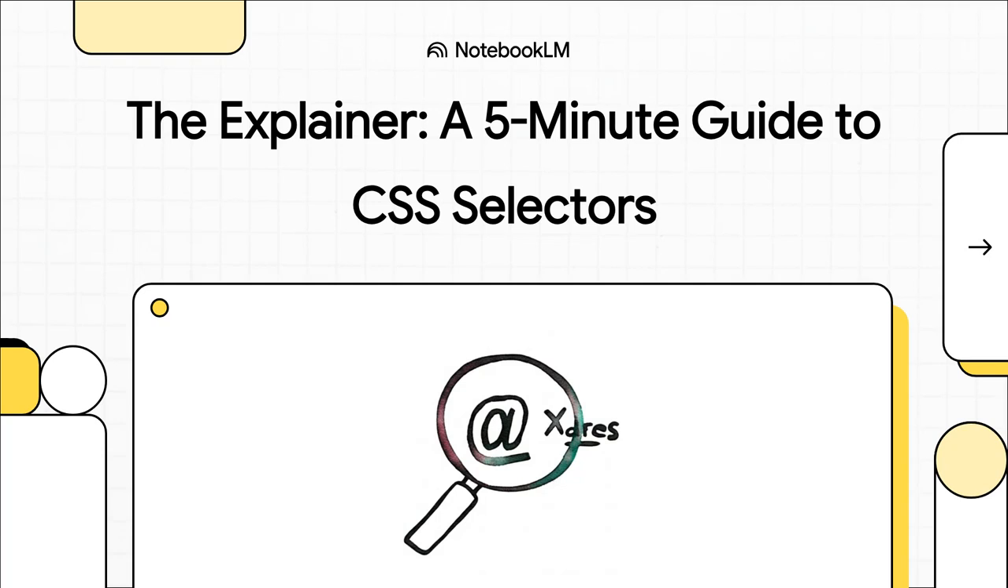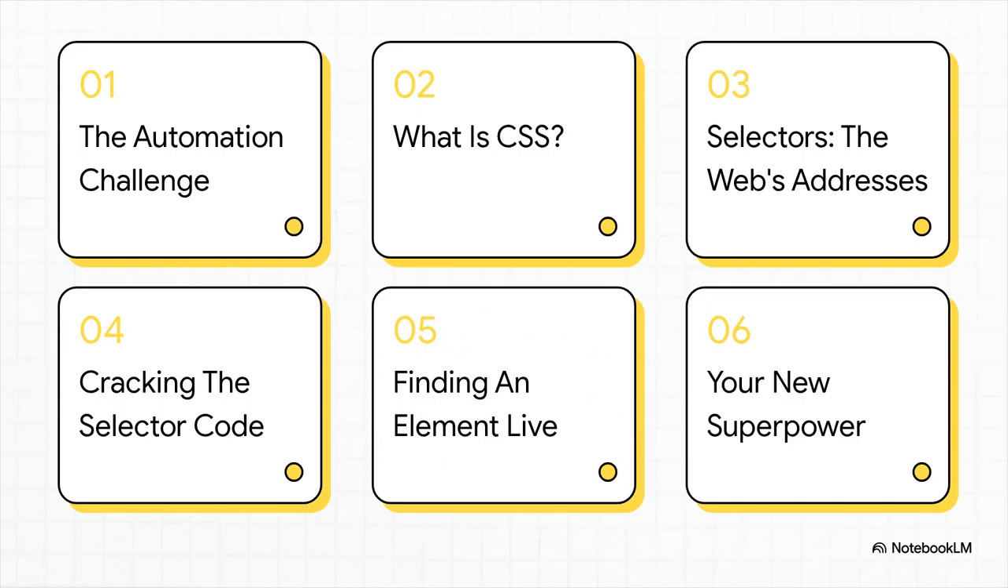All right, if you've ever tried to write an automation script, you know that first step can be the most frustrating one, right? Just telling your code what to click on. Well, today we are going to solve that for good by mastering CSS selectors. Let's dive in. So here's the game plan.